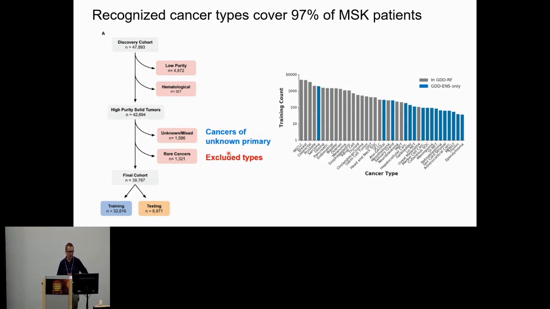So these were not used as part of the training, but you can see they're about 3%. Also, these are the rarer cancers. So these are excluded types, and this is also about 3% of the cohort. Okay, and we'll get back to those later.